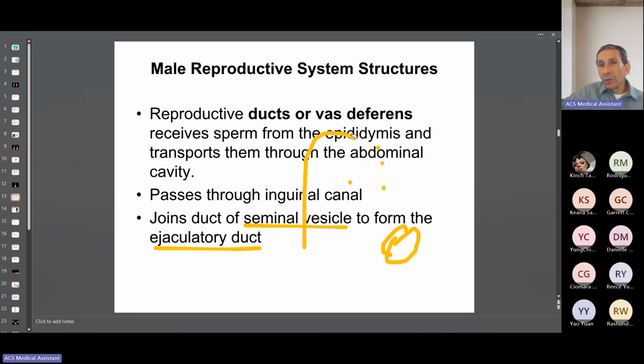So you don't have to know the trajectory of the tract, where it starts and what it brings, but you don't have to know every single detail. What you have to know is, what's the name of those tubes that carry sperm? Vas deferens, spermatic cord. Good. Where is sperm produced? Within the testes, within the testicles. Where exactly? The seminiferous tubules.